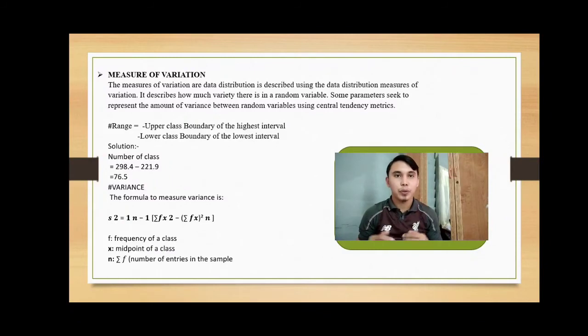Okay, now we're going to variance. The formula to measure variance involves three symbols: F, X, and N. F is the frequency of classes, X is the midpoint of class, and N is the number of entries in the sample. And the next step is the mean. Mean X is 7317.35 divided by 28. So the answer is 261.33.